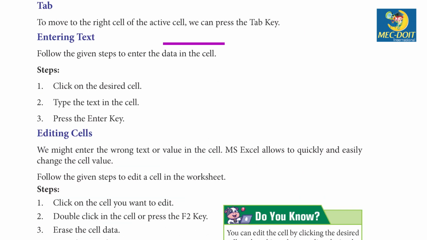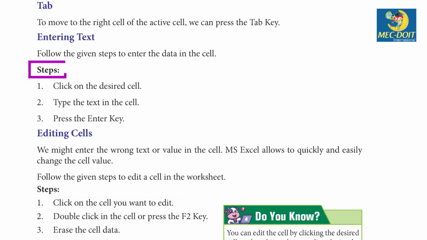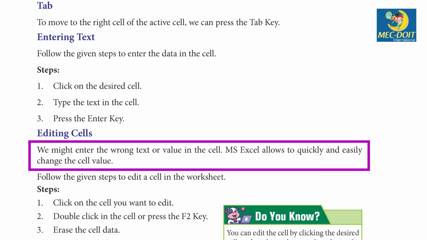Entering text. Follow the given steps to enter the data in the cell. Steps. 1. Click on the desired cell. 2. Type the text in the cell. 3. Press the Enter key. Editing cells. We might enter the wrong text or value in the cell. MS Excel allows to quickly and easily change the cell value.